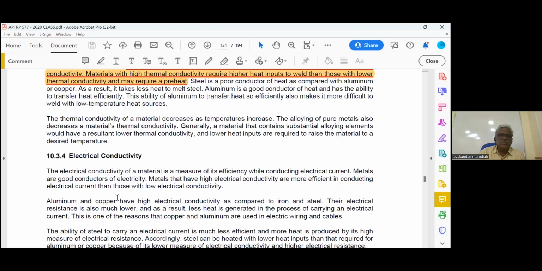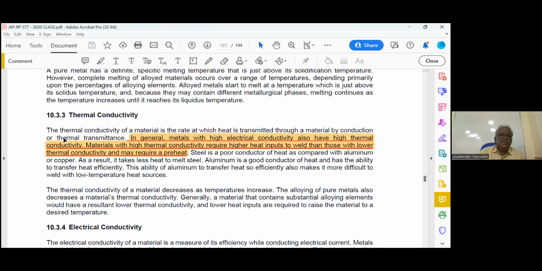Then page number 112, thermal conductivity 10.3.3, highlight these three lines. In general, metals with high electrical conductivity also have high thermal conductivity. Metals with high thermal conductivity require higher heat to weld than those with lower, and may require preheat.